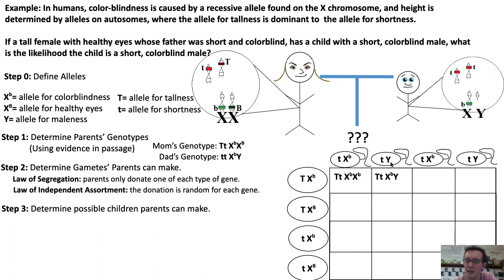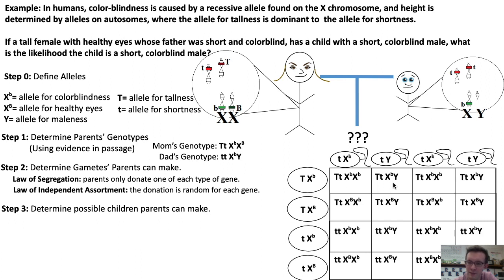You can see in this particular child, if we donated this sperm cell from the father and this egg cell from the mom, you would end up with a boy that is colorblind and heterozygous tall. We're not going to do this for all the remaining 14 boxes. We'll just skip ahead here. But at the end of this, you can see all the different possible combinations of zygotes or children that these parents could make. And so this gives us the information we need to answer our overarching question.